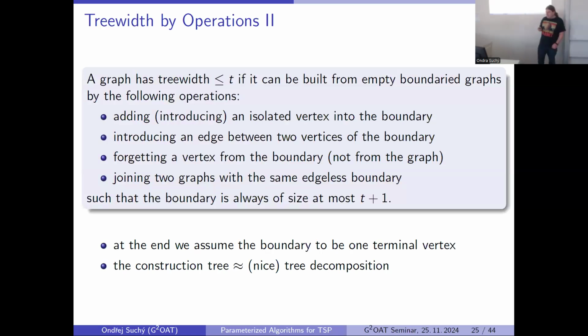What I didn't say is that at the end we assume that the boundary is formed by one terminal vertex. That's specific for our problem already. Normally you expect the boundary to be empty at the end of the construction, and you get some construction tree, like how you use the operations and so on. This is roughly the nice tree decomposition of the graph. Okay, somehow corresponds.